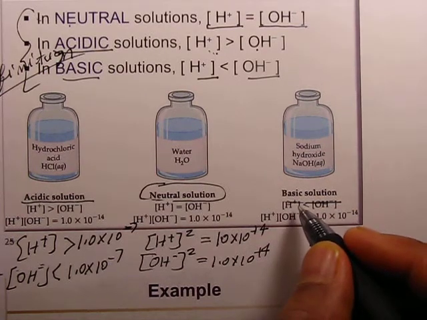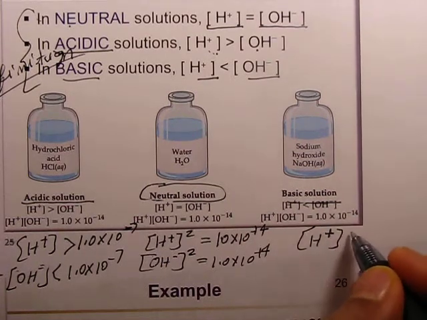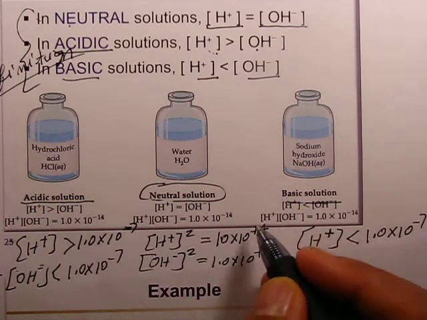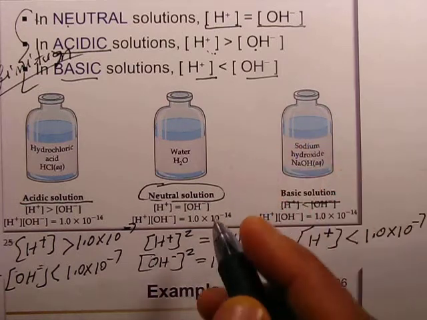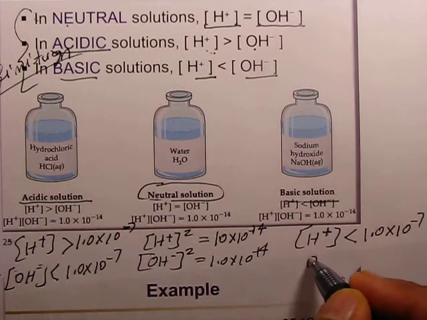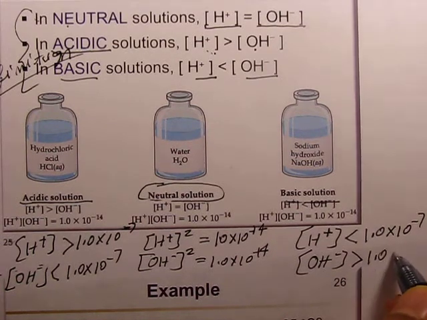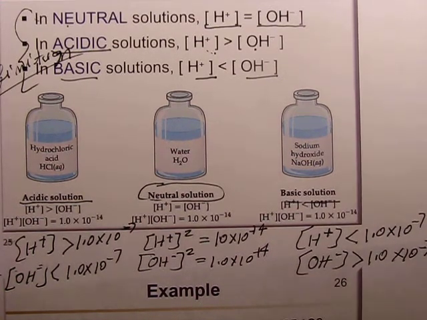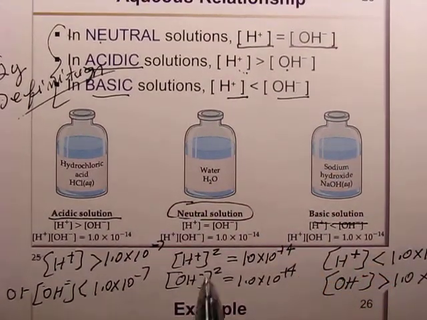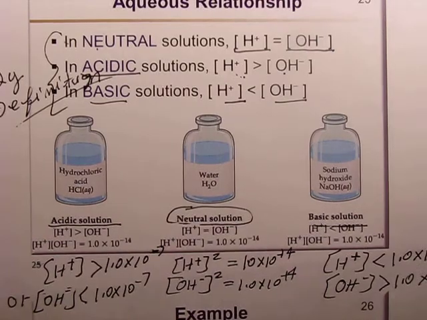And on the other hand, for the basic solution, because in basic solution hydroxyl ion concentration is more than the hydrogen ion concentration, we can say that hydrogen ion concentration is less than 1.0 times 10 to the power minus 7, because if we divide by 2, this will be minus 7, and hydroxyl ion concentration will be more than 1.0 times 10 to the power minus 7. So based on the concentration, acidic solution will be there, or basic solution, or neutral solution.